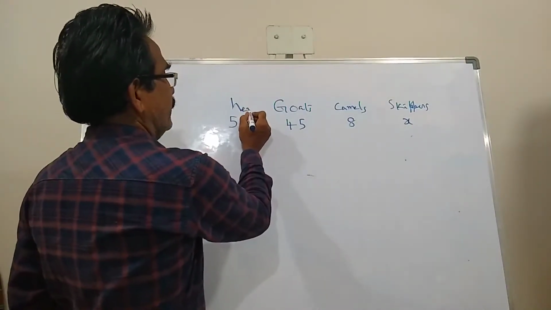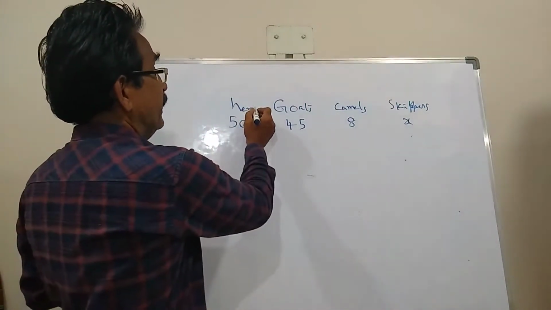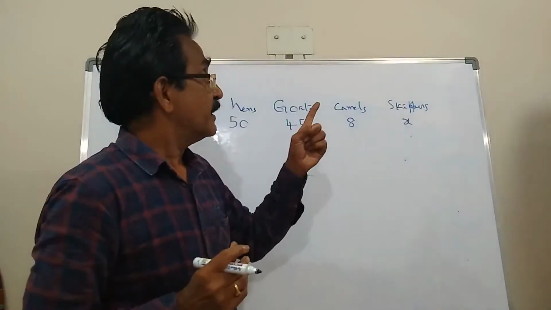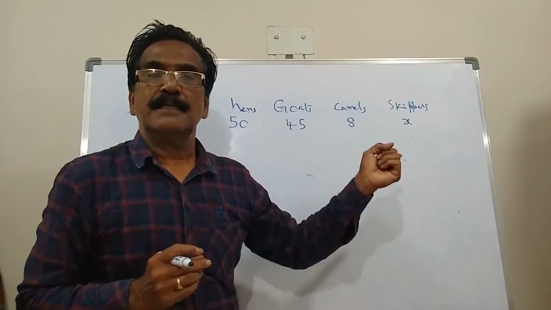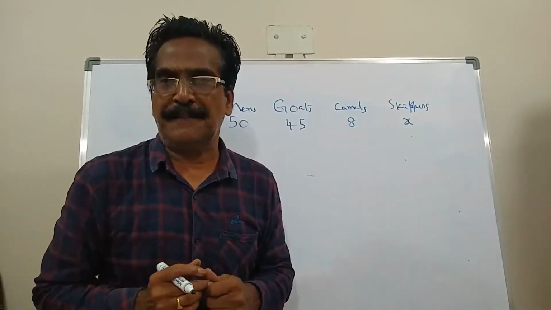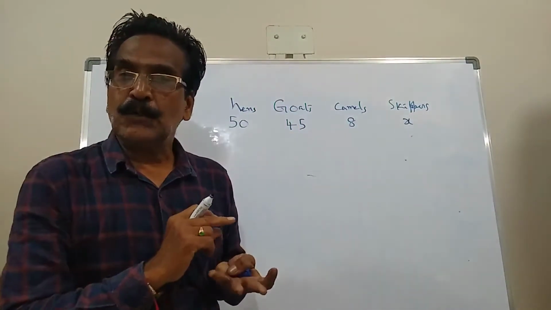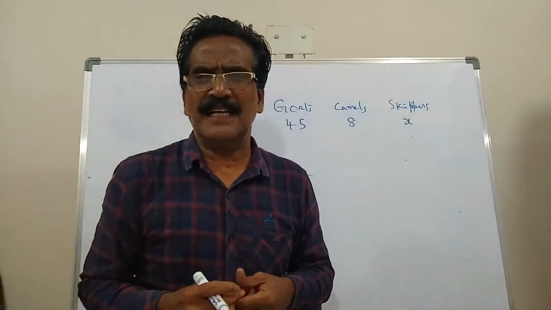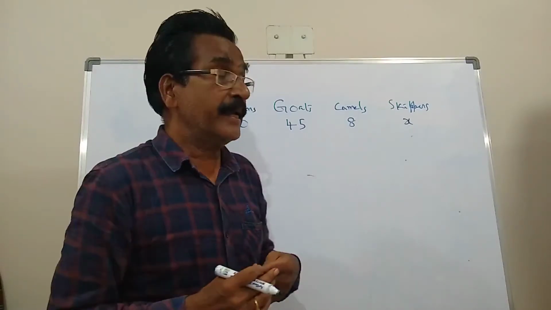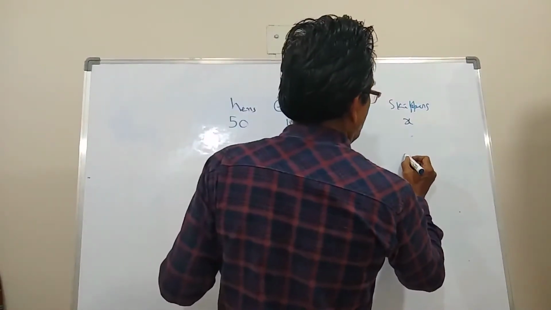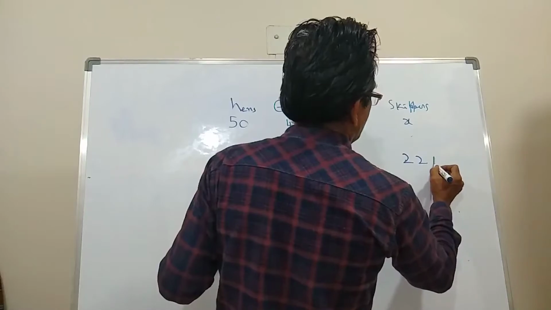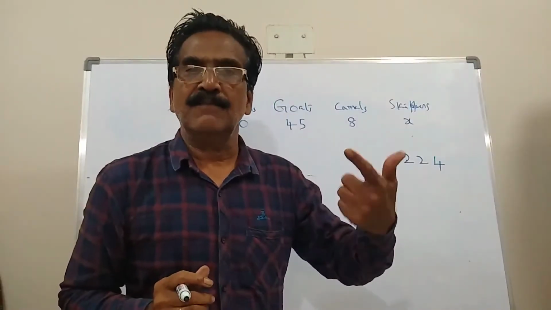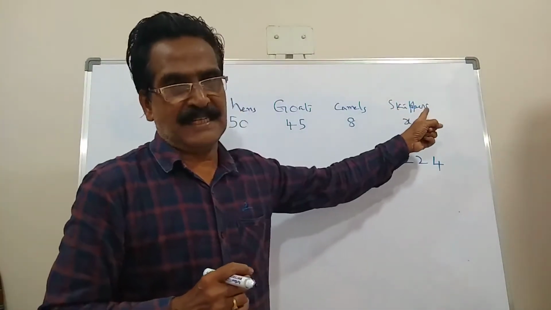So in a caravan there are 50 hens and 45 goats, 8 camels and some certain number of skippers. The total number of feet or legs is 224 more than the total number of heads. Then what is the number of skippers?